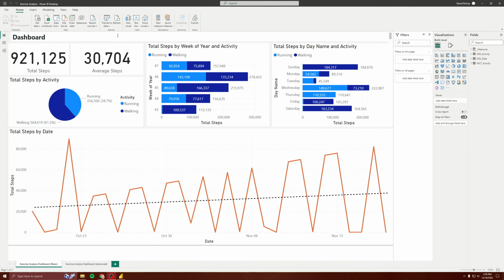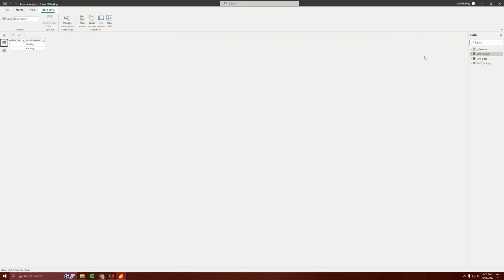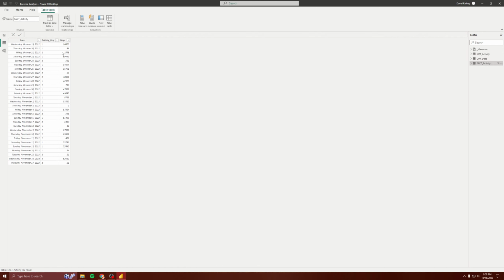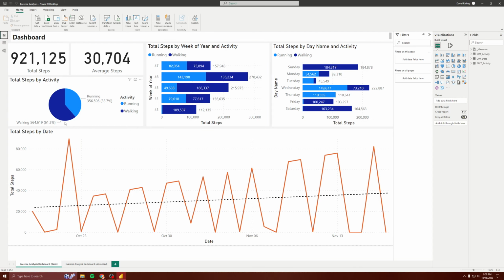Okay, so for this dashboard we have the total steps moved, walking and running, and then the average number. Here it's broken down by category or activity. So most of the steps are walking, and that data I showed, I just did some random numbers for these dates. So it's just meaningless numbers. It's just about the visualizations here. So 61% of it is walking and the rest is running.